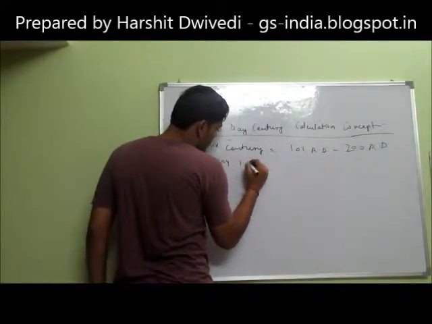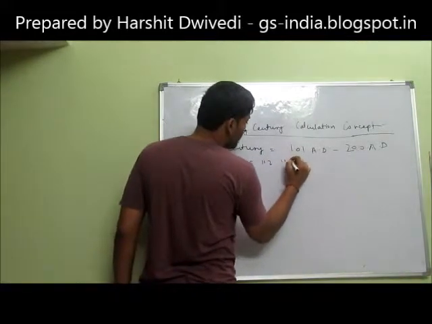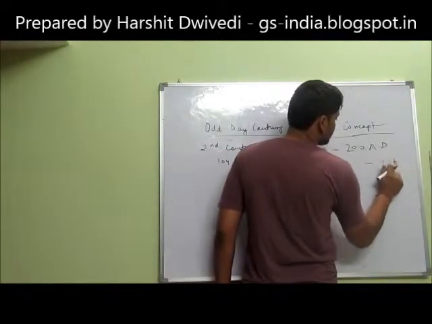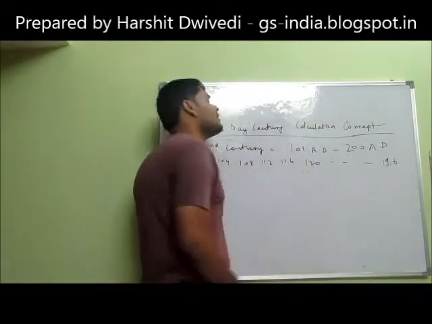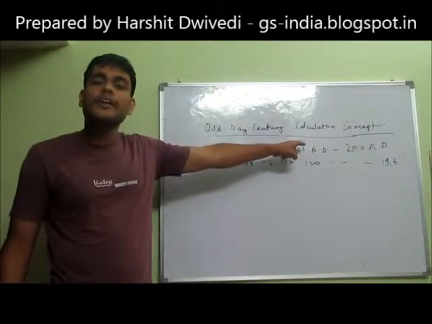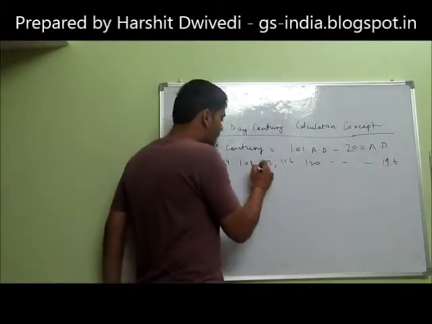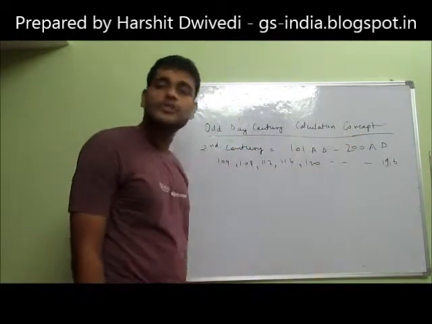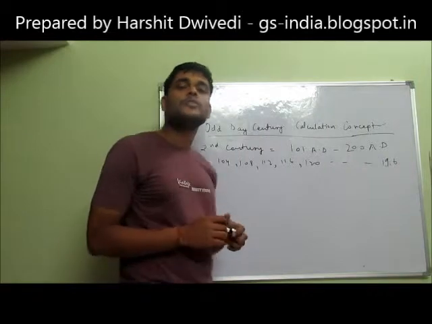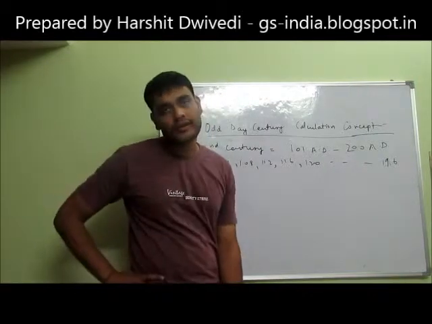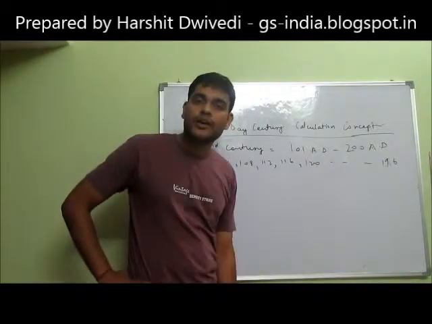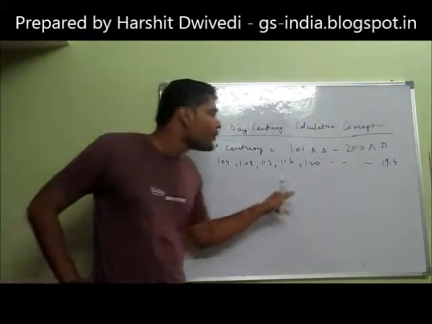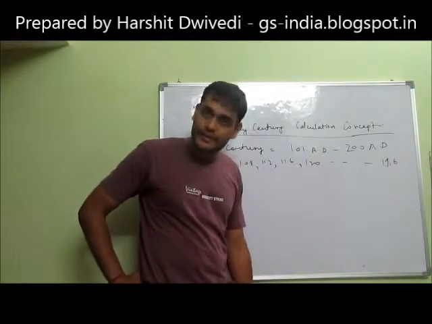104, 108, 112, 116, 120, and so on to 196. I am not writing 200 because in this case 200 is not a leap year. I already told you all those century years. 200 is a century year, it consists of 2 zeros. All those century years which are divisible by 400 are leap years. 200 is not divisible by 400, so in this case 200 is not a leap year. So we are not going to count 200 in the list of leap years.